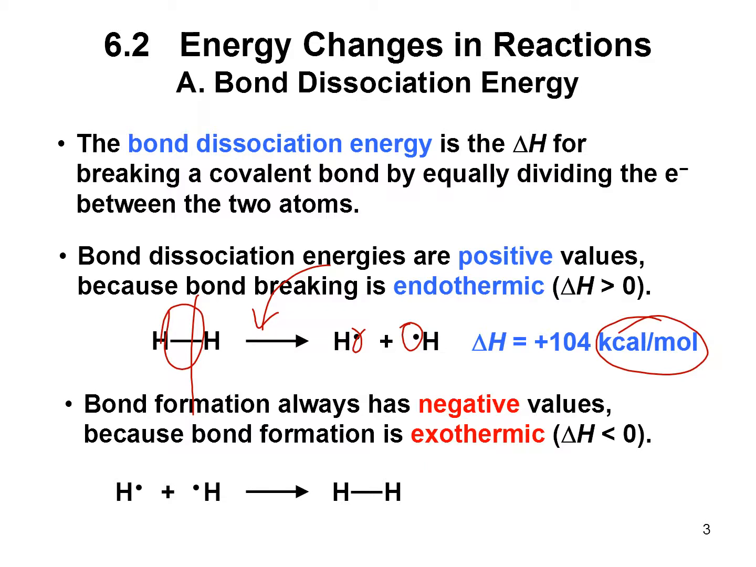So 2 electrons are coming together to form a bond. Anytime you see a line, that is actually 2 electrons. And so because of bond formation, you're going to have exothermic. Guess the number. The number is going to be exactly the same value, 104, but in this case, it's going to be negative.